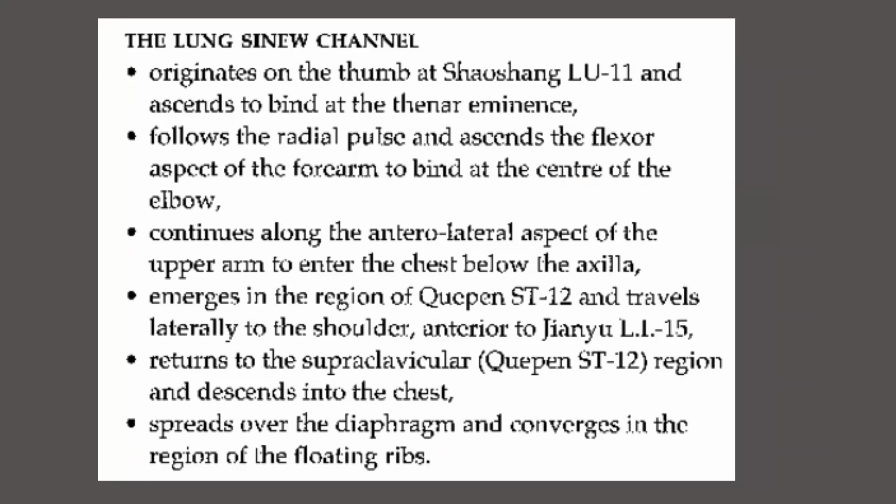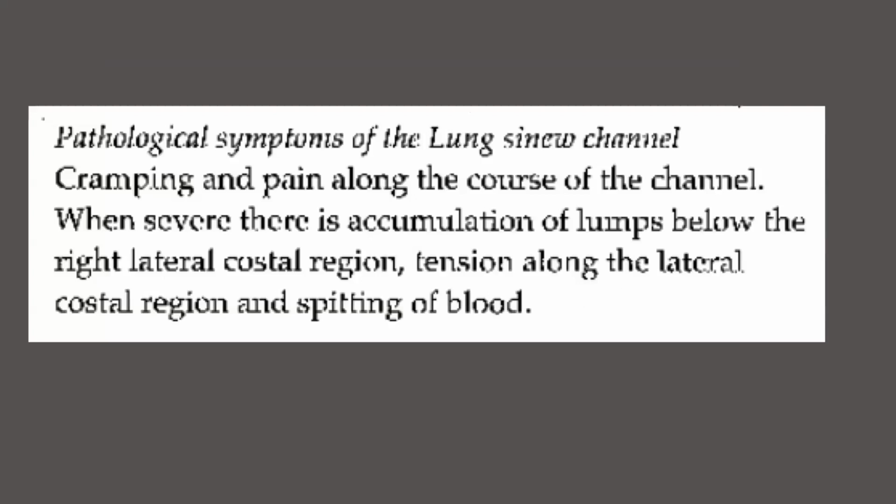Then it continues along the anterolateral aspect of the upper arm to enter the chest below the axilla. Then it emerges in the region of stomach 12 and then travels laterally to the shoulder anterior to LI15. Then it returns to the stomach 12 region and descends into the chest, spreads over the diaphragm, and converges in the region of the floating ribs.